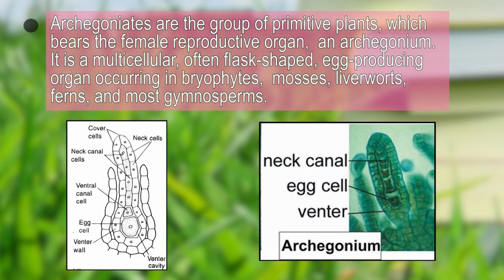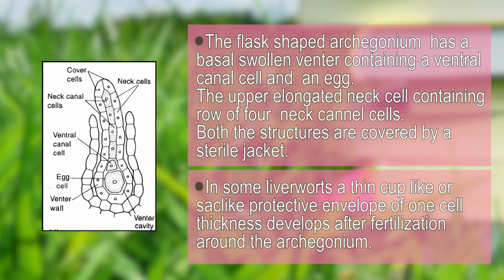You can see here, this is the archegonium. This is the female gametophyte or the female gamete that is responsible for fertilization, that is used in fertilization. So how does this archegonium look like? It is a flask-shaped structure. It has a swollen base and an elongated neck.